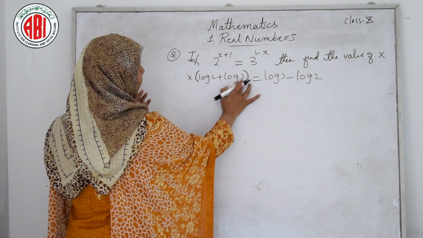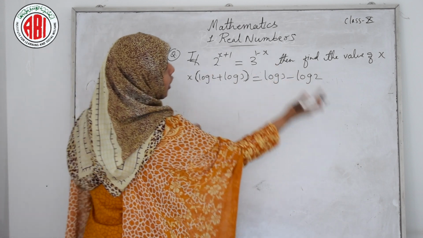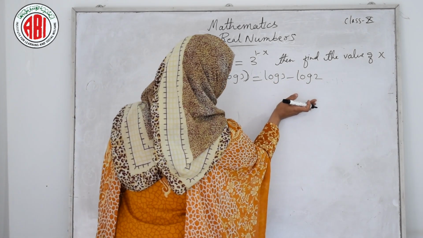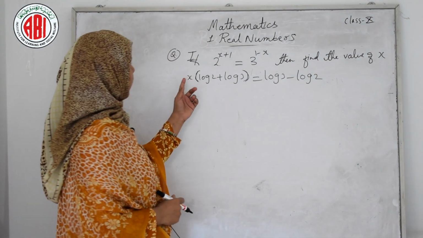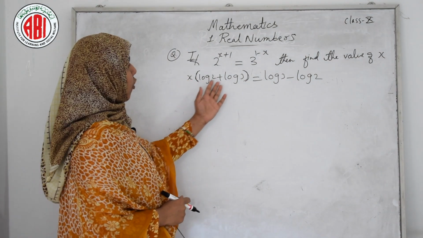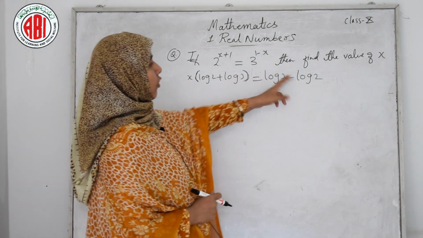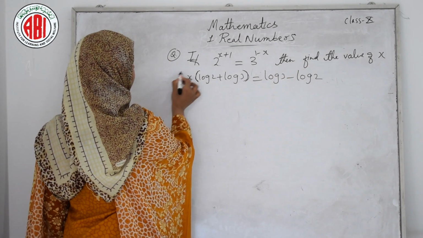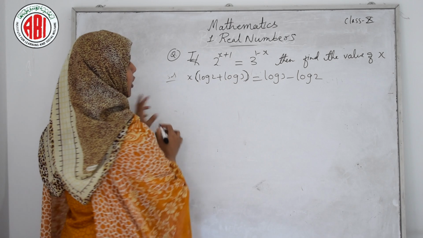So we are shifting this log 2 plus log 3 to the right side, and so it will go into the division form. Okay, so this is the thing: x into log 2 plus log 3 equal to 3 log 3 minus log 2. But what we have to get is the value of x now. This is the continuation of the answer.